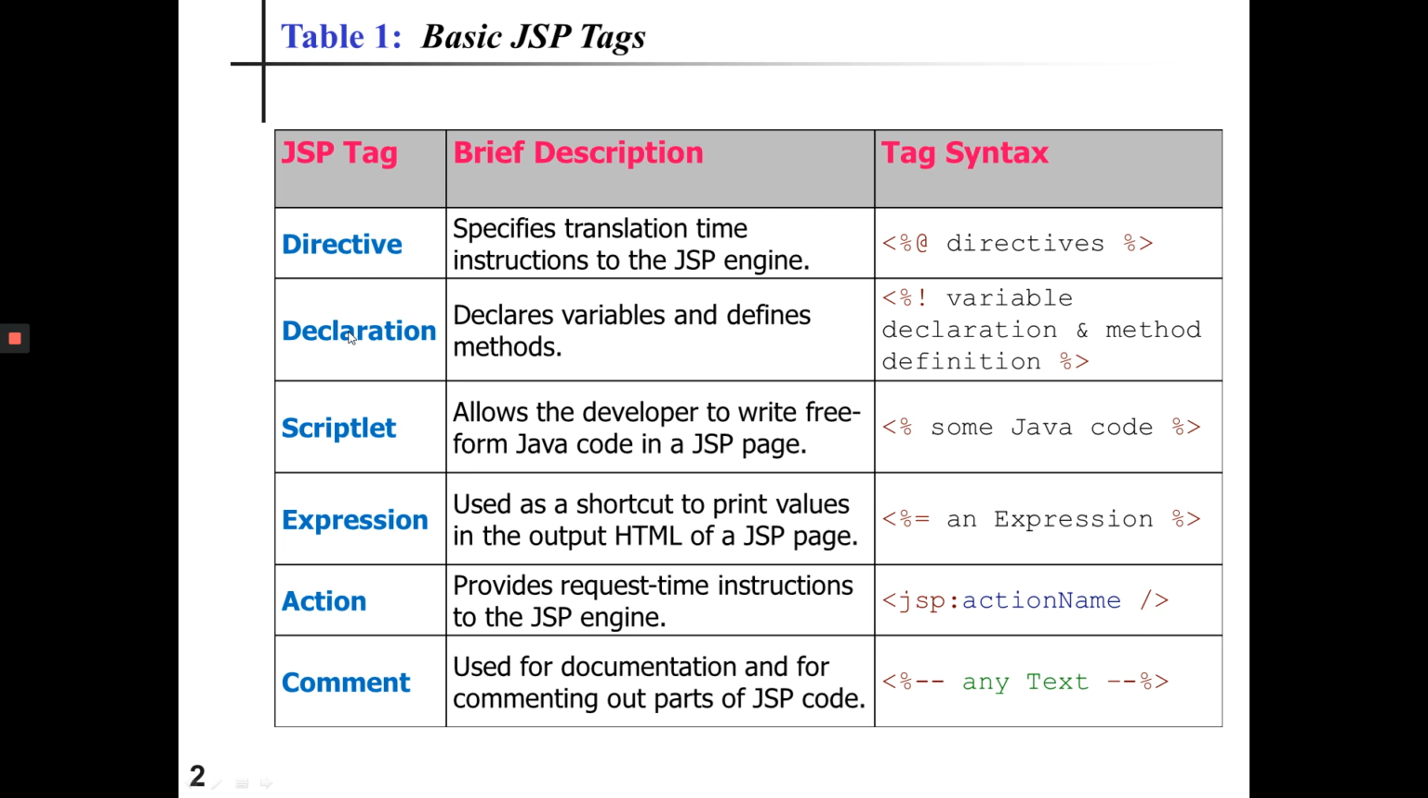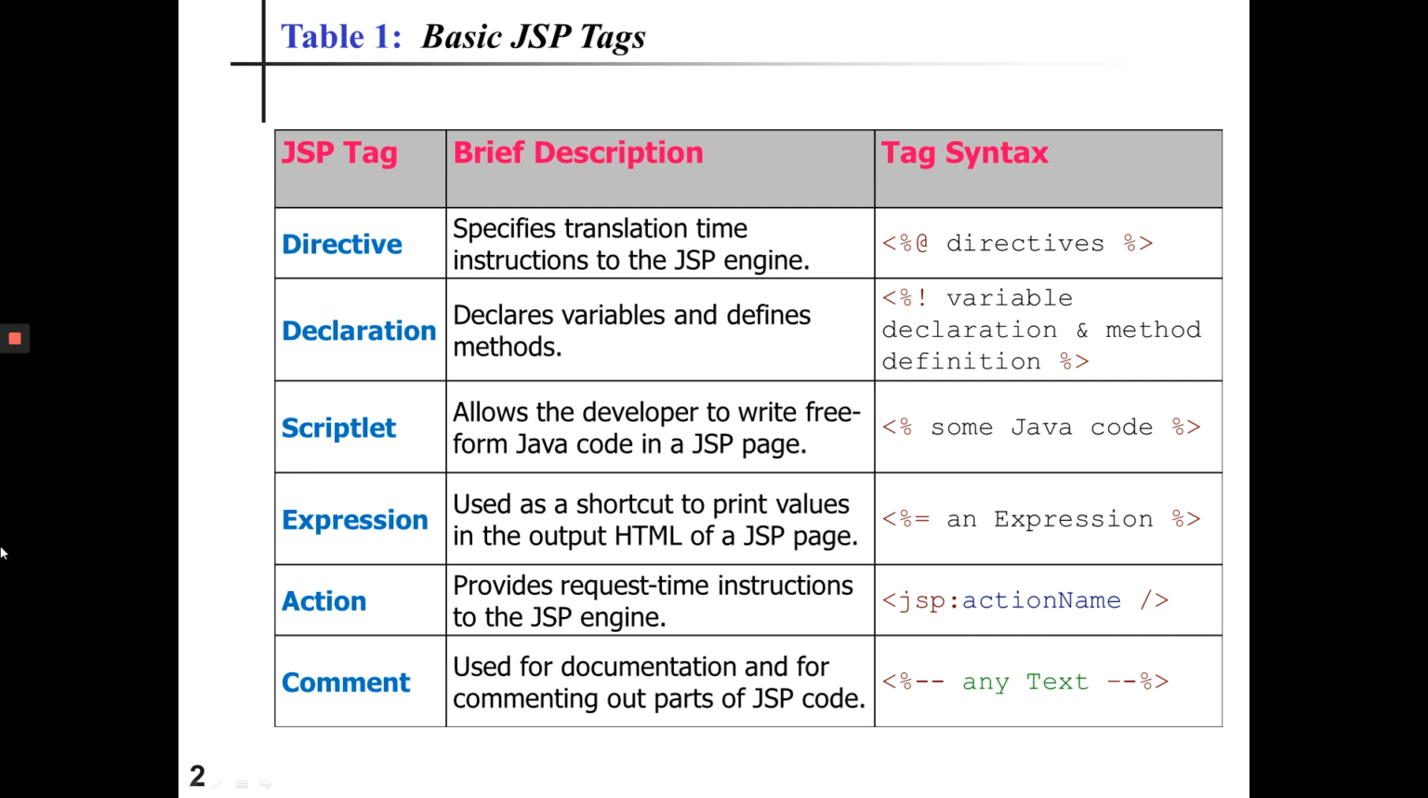Then comes the declaration tag, which is basically used for declaring variables and defining methods. Then comes the scriptlet tag. It is basically used for embedding Java code within JSP.